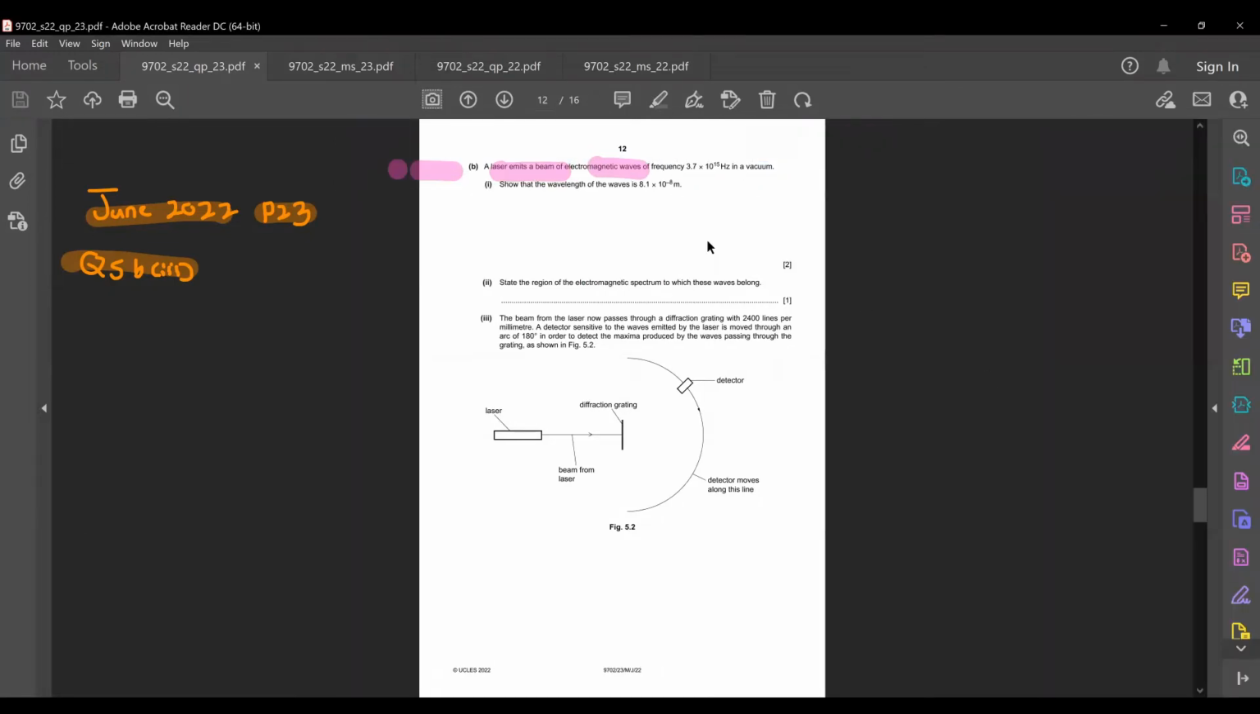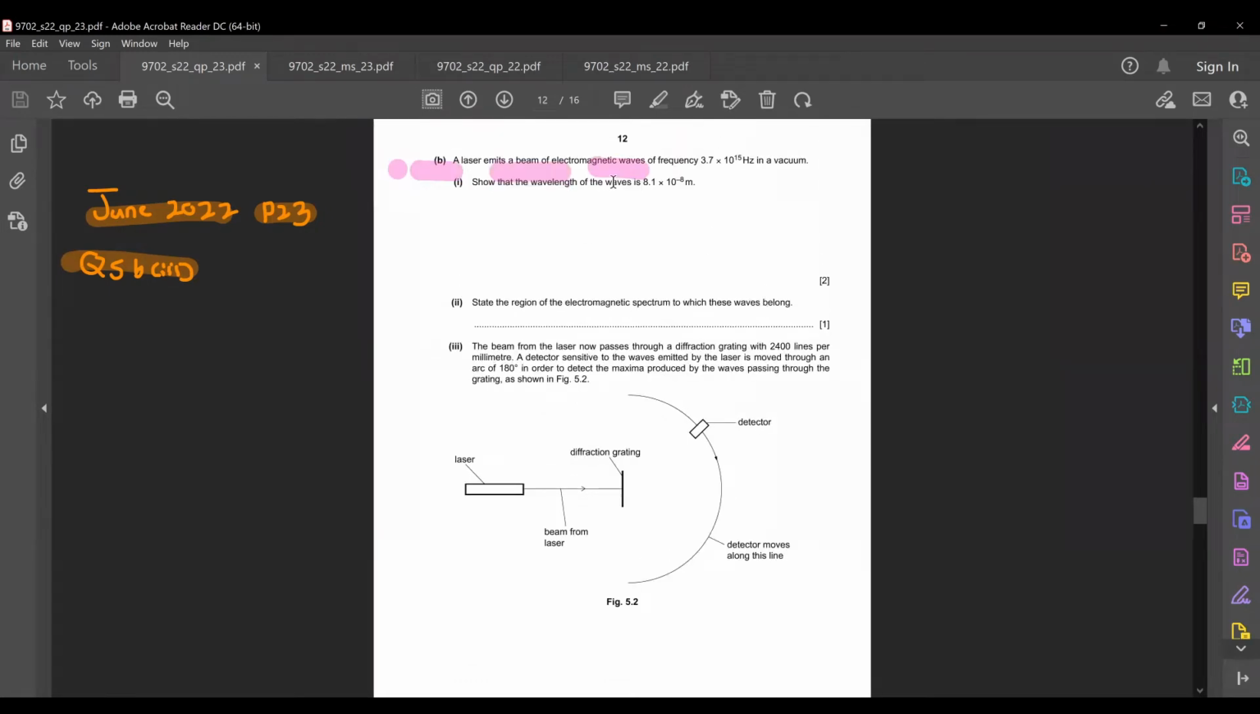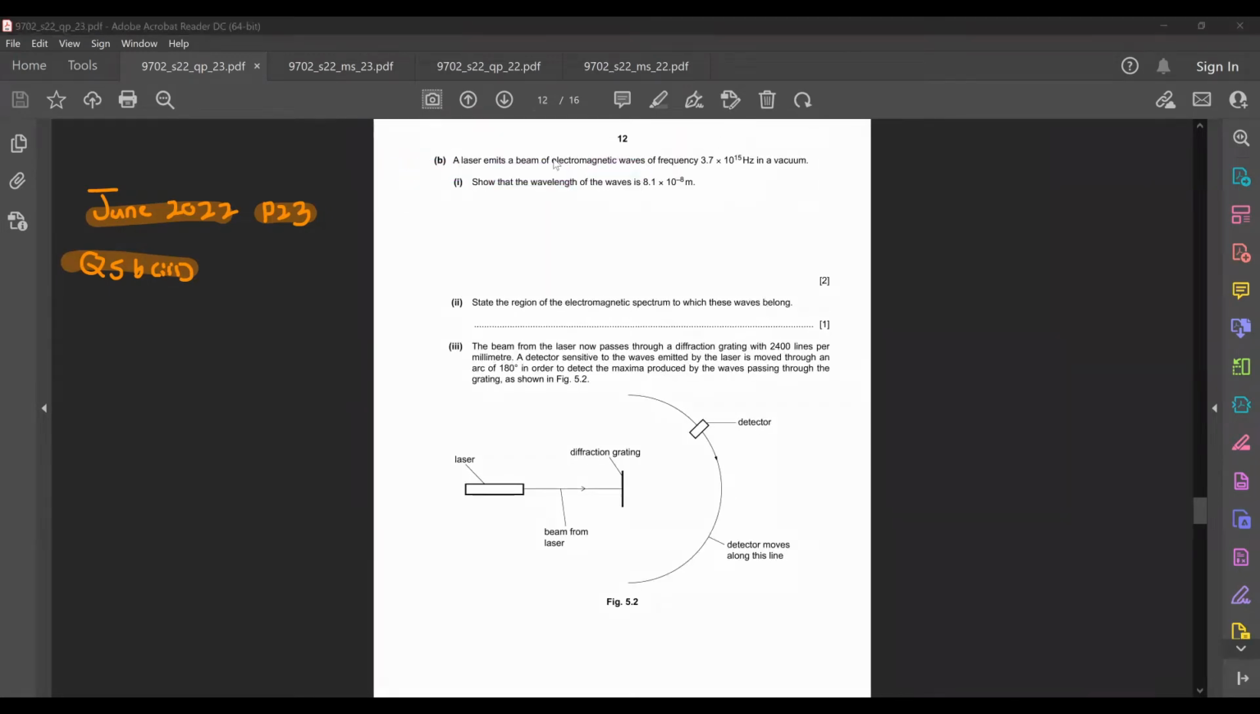Then after that, there were some questions that we were supposed to have done, but I already discussed them previously. In part 1, they ask you to show that the wavelength of the waves is actually 8.1 times 10 power minus 8 meter. This one is just a showing question. After that, state the region of the electromagnetic spectrum in which these waves belong. That time I reproduced the electromagnetic wave spectrum and we found out that this one is actually ultraviolet.